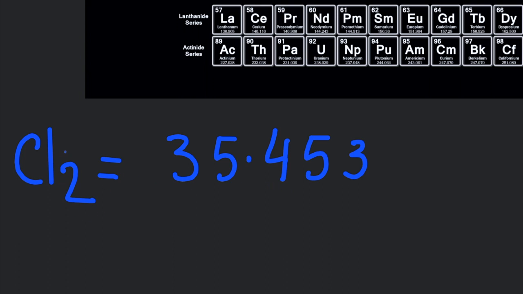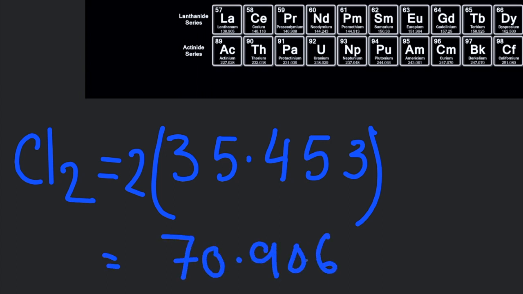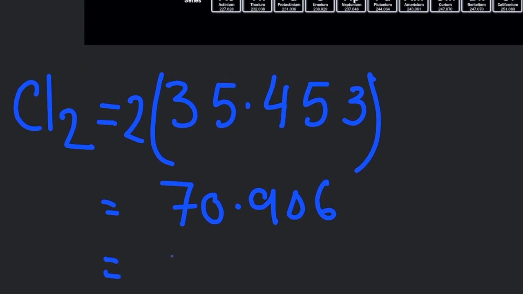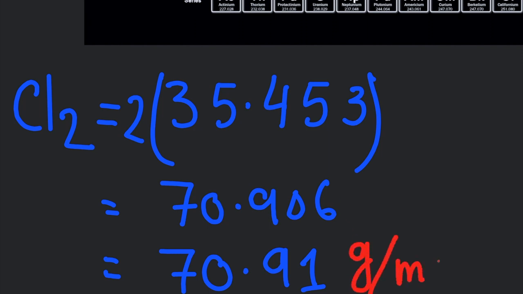But here we have 2, right? So that's why we have to times this with 2, and then we will get 70.906. If you want, you can round this to 2 decimal places, so 70.91. One important thing you should remember is that the unit for molar mass is gram per mole.